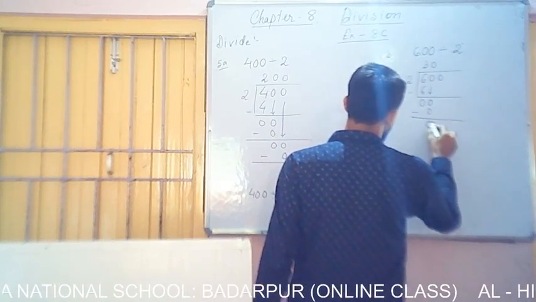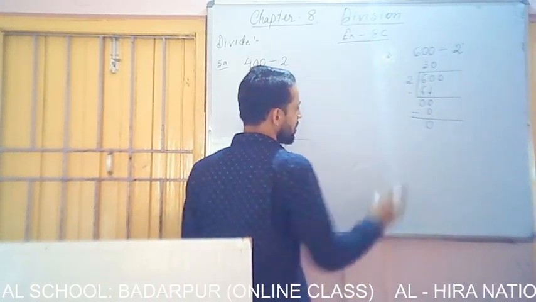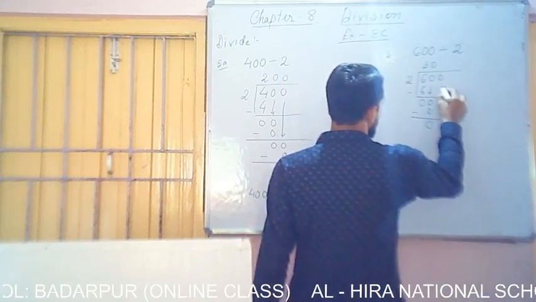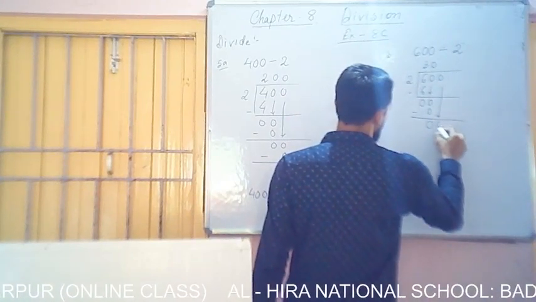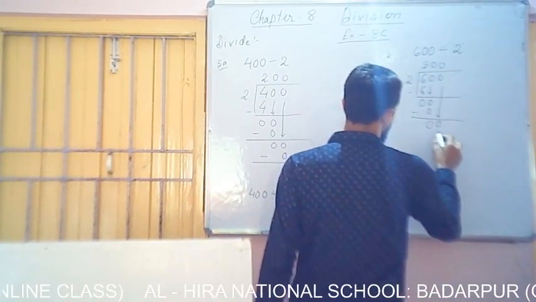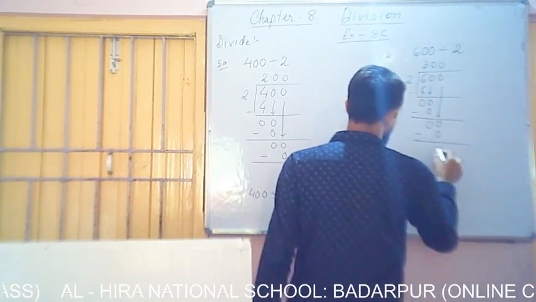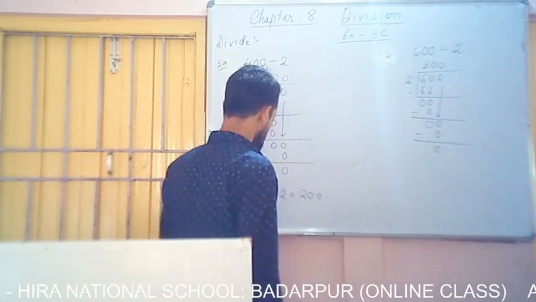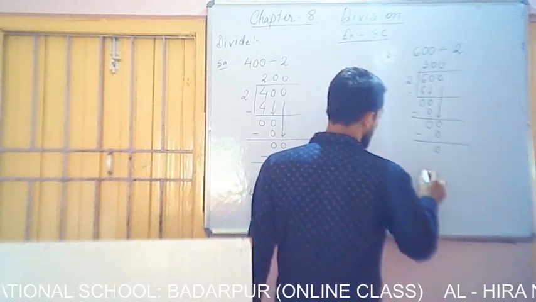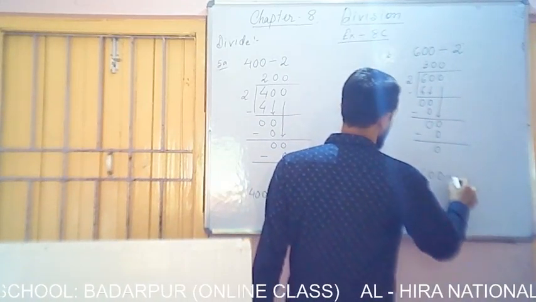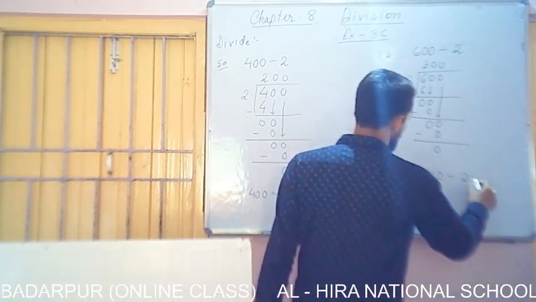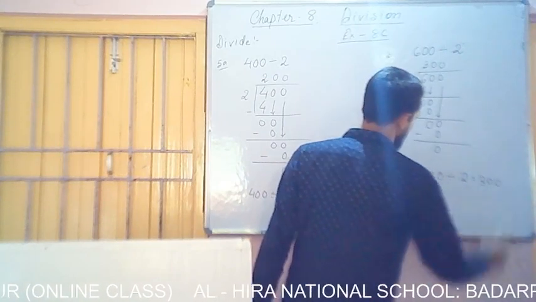0. Again if you subtract we will get what? 0 from 0 equals to what? 0. Now again bring down 0 ones. 2 multiplied by 0 equals to what? 0. So again we will get what? 0. So therefore we can write 600 divided by 2 equal to 300.